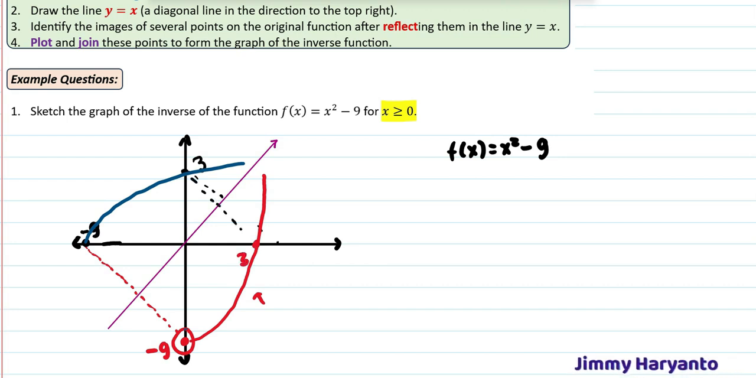This is how you sketch the inverse. So you don't have to find the inverse first and then sketch it from the rules, but instead you can sketch the inverse directly from the original graph by reflecting it over y equals x.